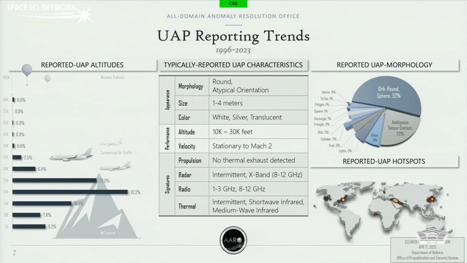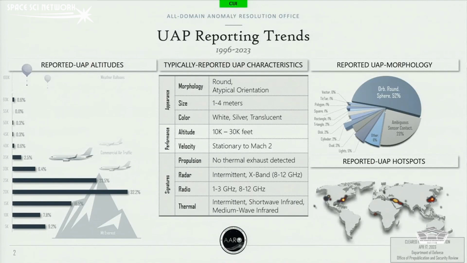On the far right upper corner, you'll see a breakout of the morphologies of all of the UAP that are reported. Over half, about 52% of what's been reported to us, are round orb spheres. The rest of those break out into all kinds of different other shapes. The gray box is essentially there's no data on what its shape is. Either it wasn't reported or the sensor did not collect it.